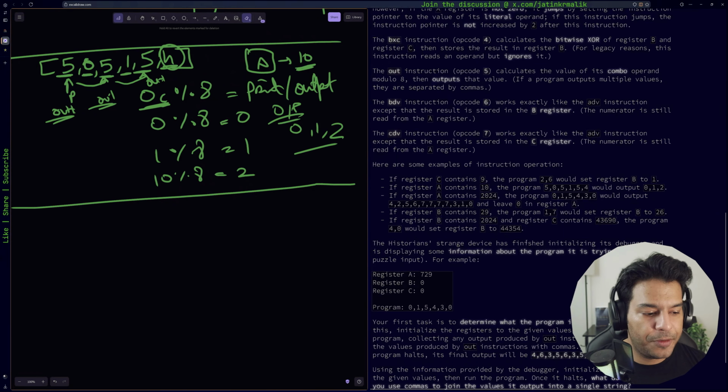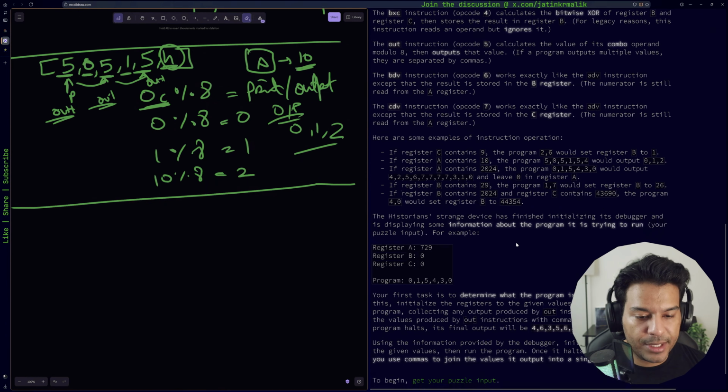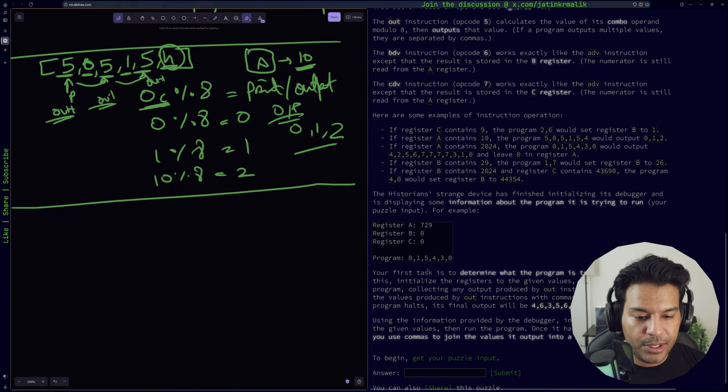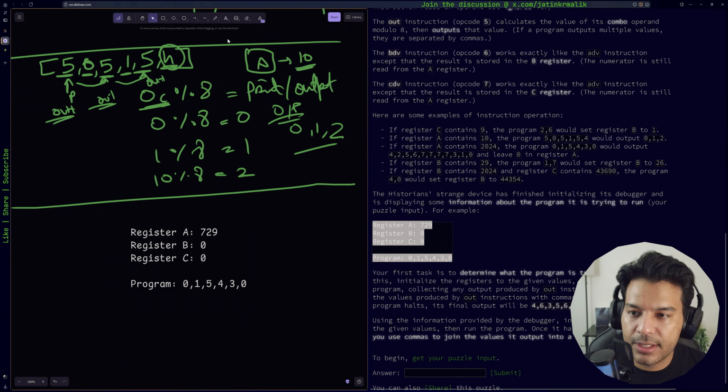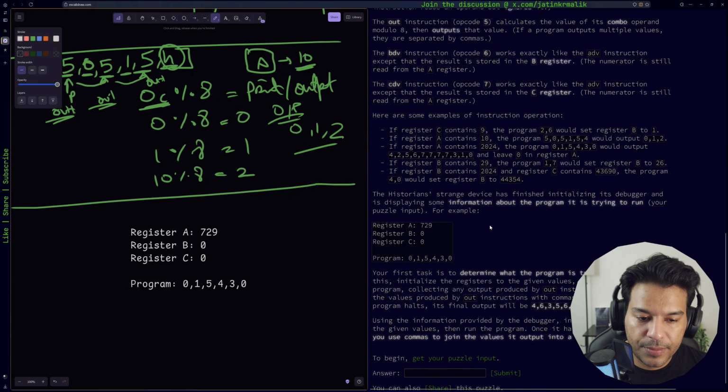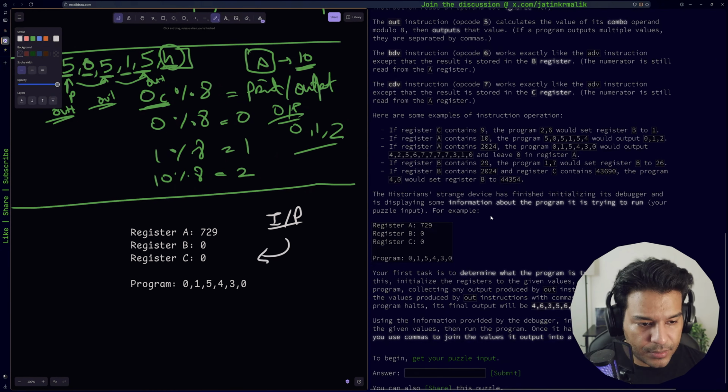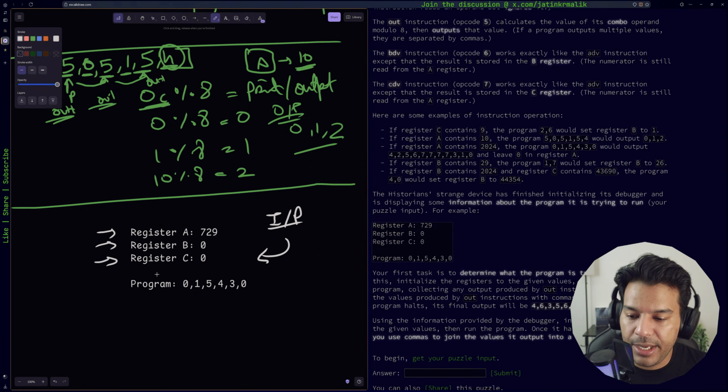It says that the historian's strange device has finished initializing its debugger and is displaying some information about the program it is trying to run, your puzzle input. For example, we are given an input like this. If I put that in my whiteboard, it looks something like this. This is how our puzzle input is given to us, where we can see the current values in registers A, B, and C, and then we can see our program instruction set.